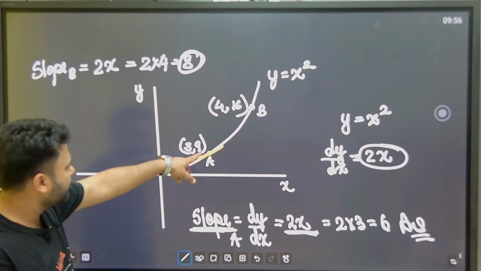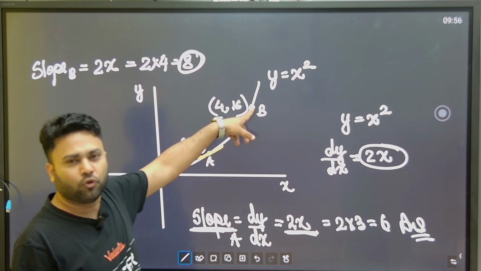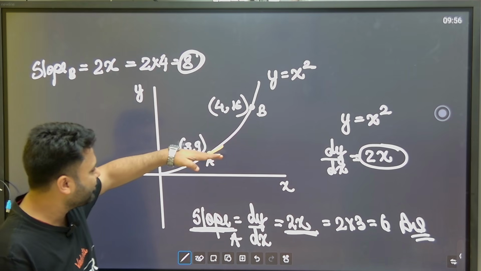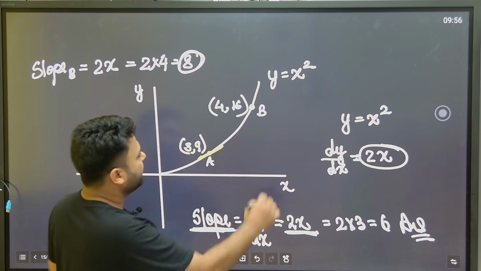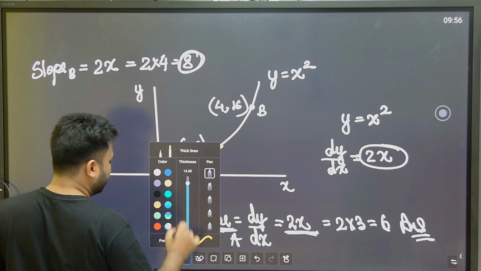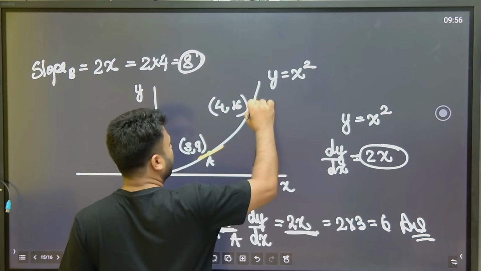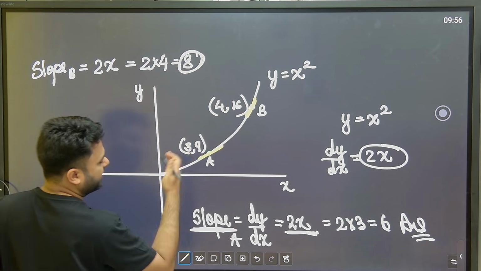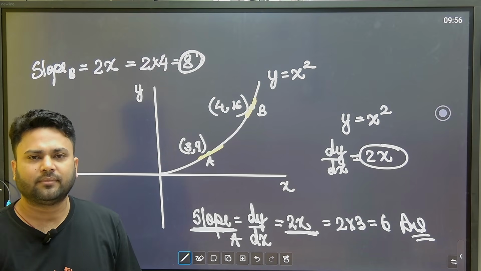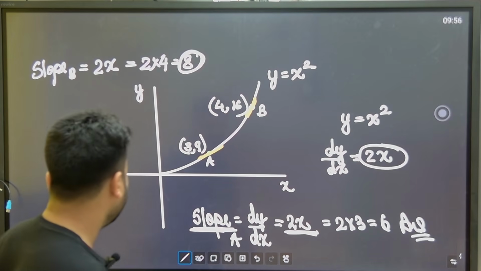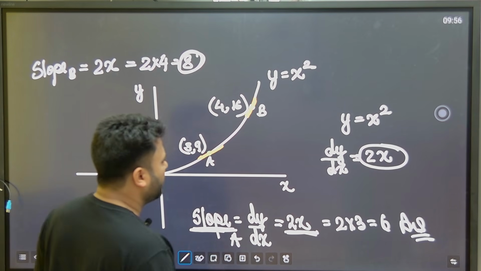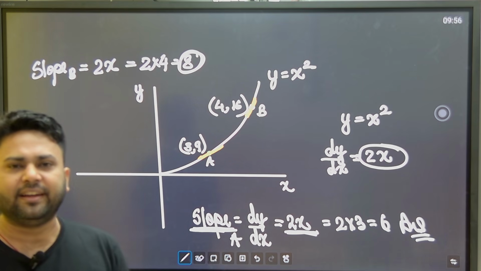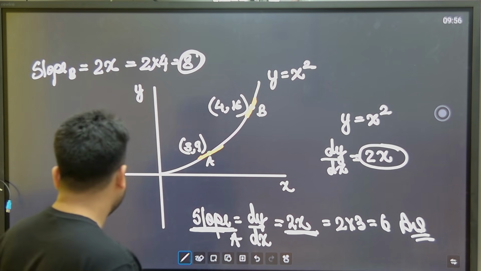So here we got slope 6 and here we got slope 8. If you see practically, here slope is less, 6, here slope is more, 8. You can see here slope is more, and we are getting the value also. Here we are getting 8, here we are getting 6. Correct? Okay. So this was all about differentiation. Now let's move to little bit integration concepts.